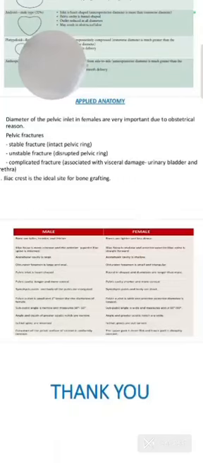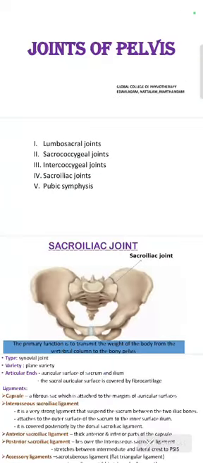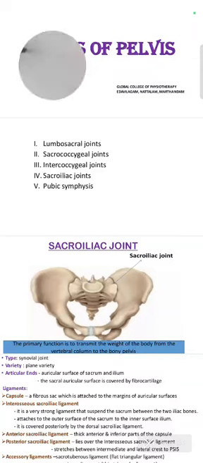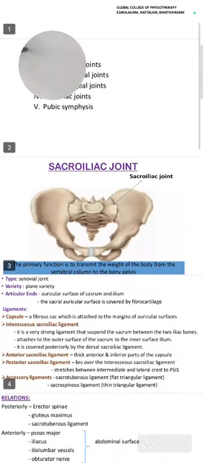So let us have a look at the joints of the pelvis in detail. The joints of the pelvis include the lumbosacral joints above, the sacrococcygeal joint below, the intercoccygeal joint which is present in young children, the sacroiliac joints on either side, and the pubic symphysis anteriorly in the midline. So we'll see one by one in detail.